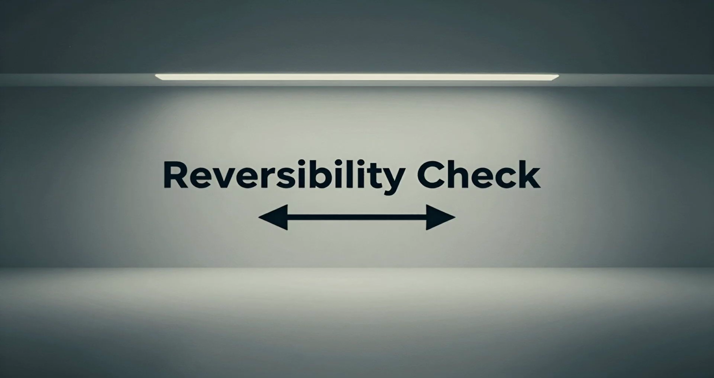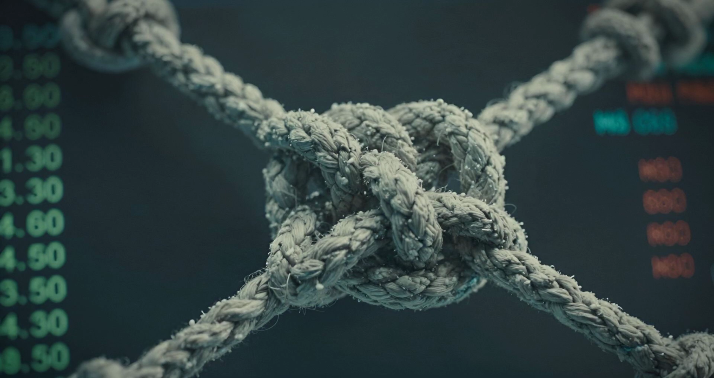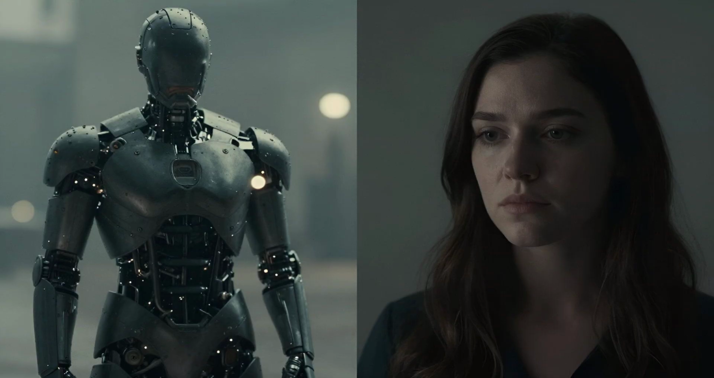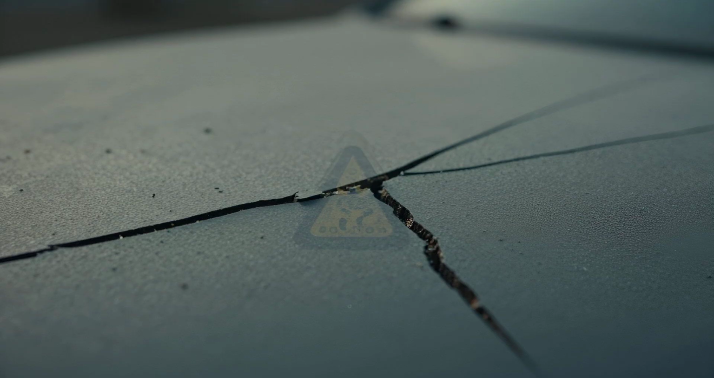The second test is the reversibility check. If this solution fails completely after implementation, what does it cost to undo? Easily reversible solutions get implemented with confidence. Irreversible solutions get treated with caution regardless of how well they scored.